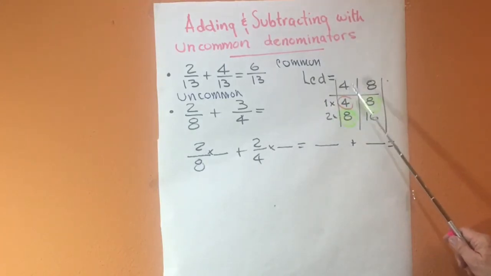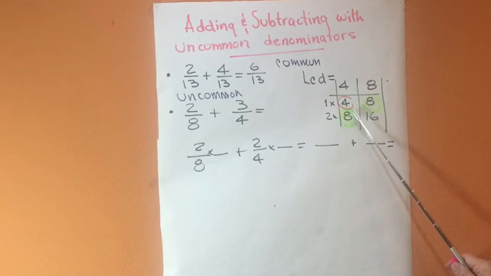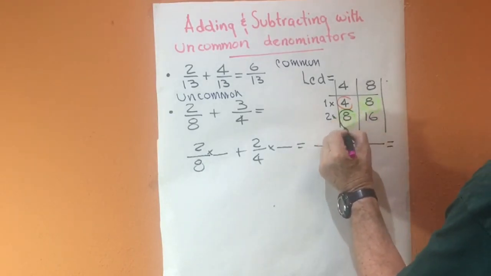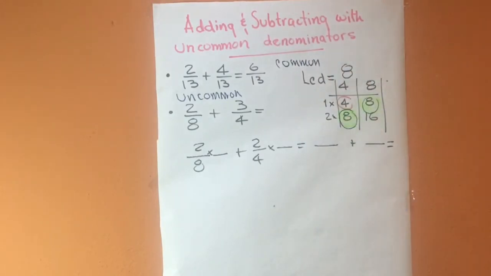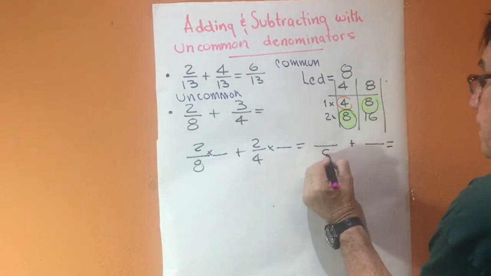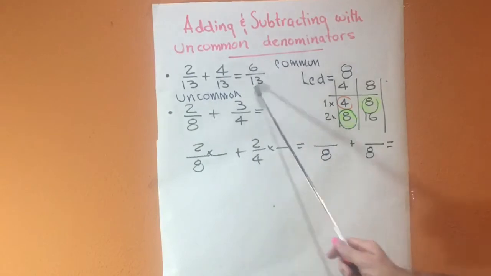1 times 4 is 4. 1 times 8 is 8. 2 times 4 is 8. Oh, the common denominator is then 8. So our common denominator is going to be 8. So I can put here 8 and 8. So these are common. And I have the same case.